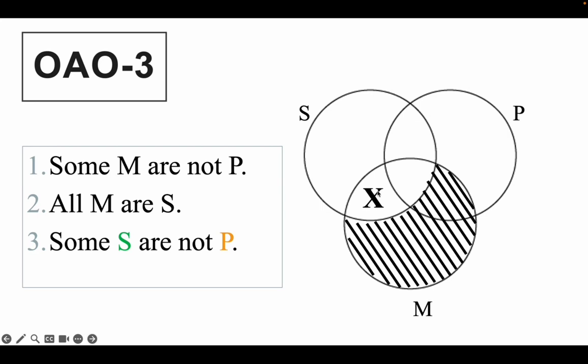Now, the question is, by diagramming these two premises, is the conclusion diagrammed as a result? Some S are not P. Well, as you can see, yes, because this portion here is part of S, and the X is exactly where it needs to be, away from P, inside S. So the conclusion is diagrammed as a result.